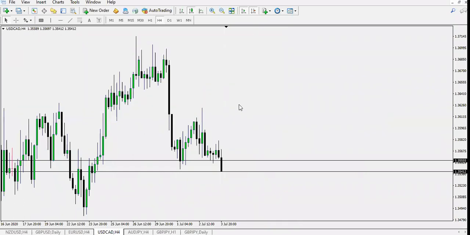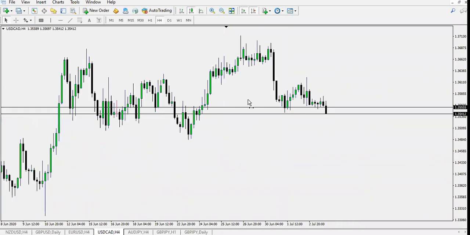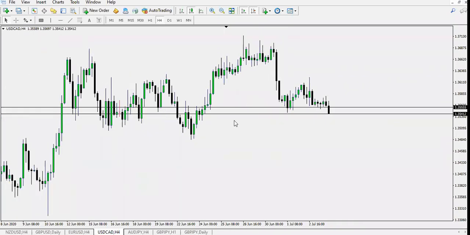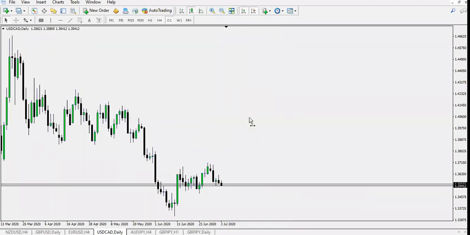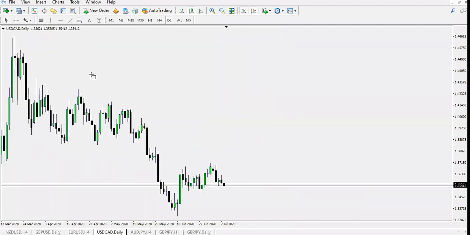And then the last pair we have here is USD CAD. So this one's going to be fairly quick. There's not much to it. If we look at the daily time frame, that has just been a continuous downtrend for quite some time. Since March of this year, price has just consecutively gone down each week.